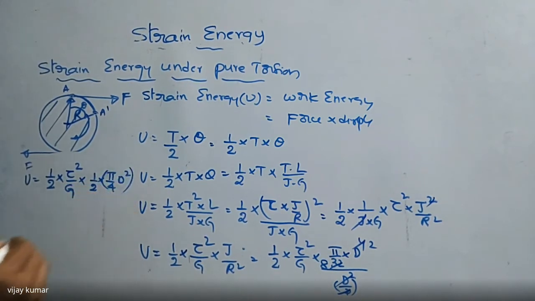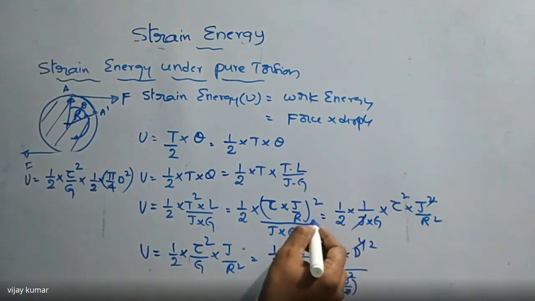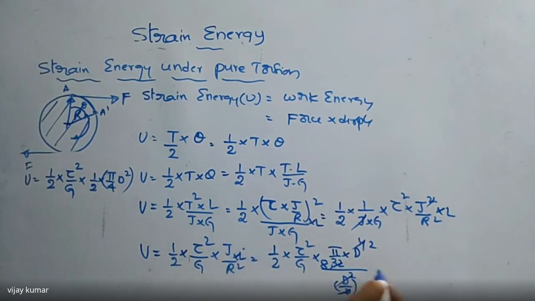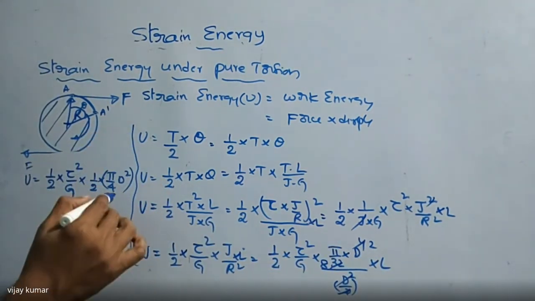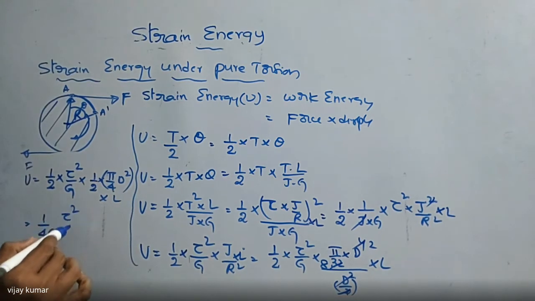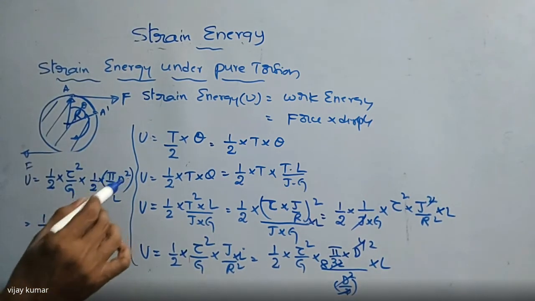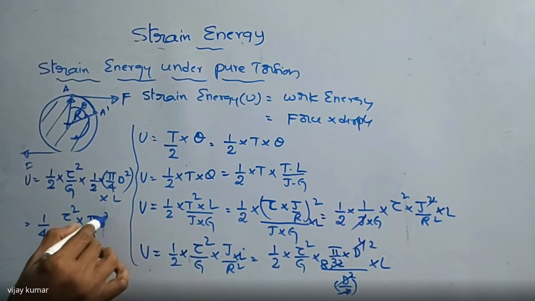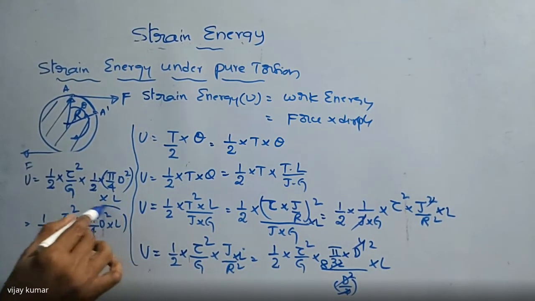Into L is also there here. So here into L. Then here I am writing 1 into 2 is nothing but 1 by 4G times tau square into, this is area into L, that is pi by 4 into d square into L. This value belongs to volume.